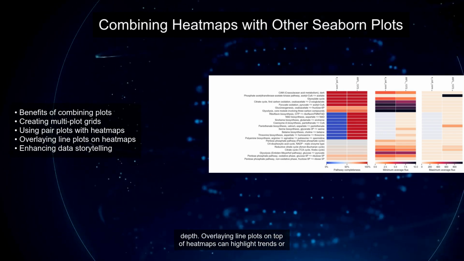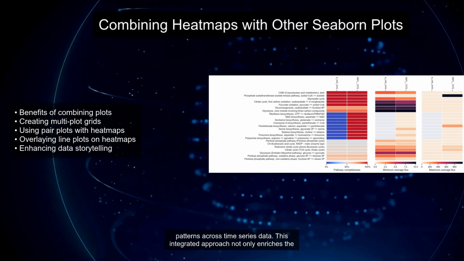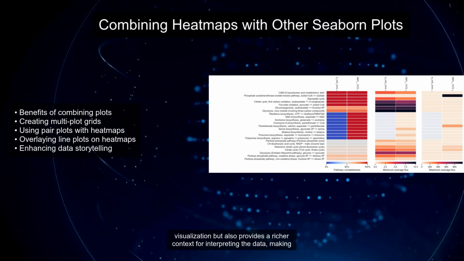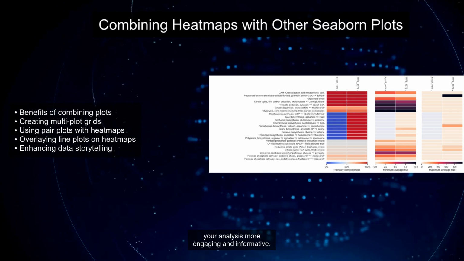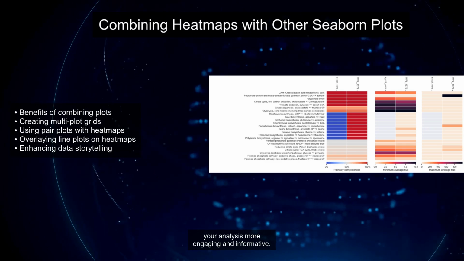Overlaying line plots on top of heat maps can highlight trends or patterns across time series data. This integrated approach not only enriches the visualization but also provides a richer context for interpreting the data, making your analysis more engaging and informative.